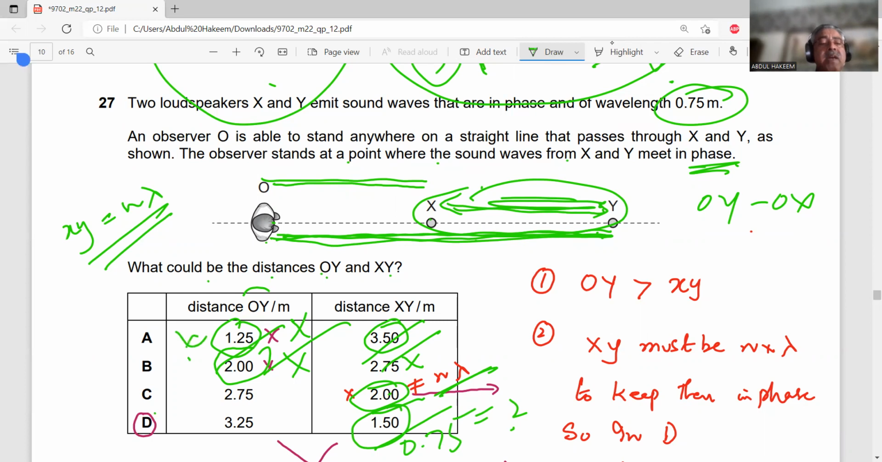So A and B are rejected because OY is greater than XY. And C is rejected because this is the path difference and it's not a whole number times lambda. This is not possible. So 1.5 is double the wavelength. That's why D is the option.